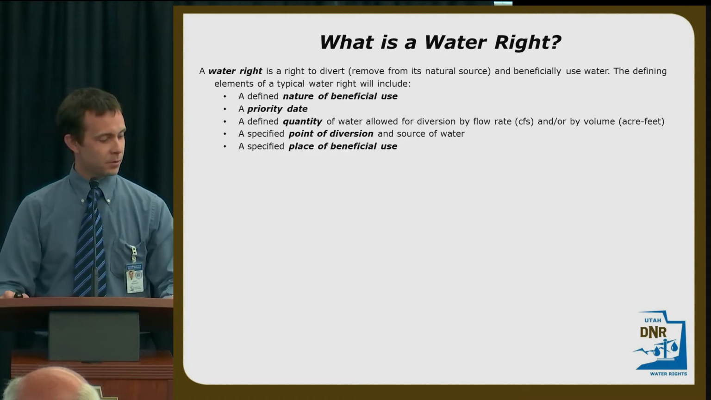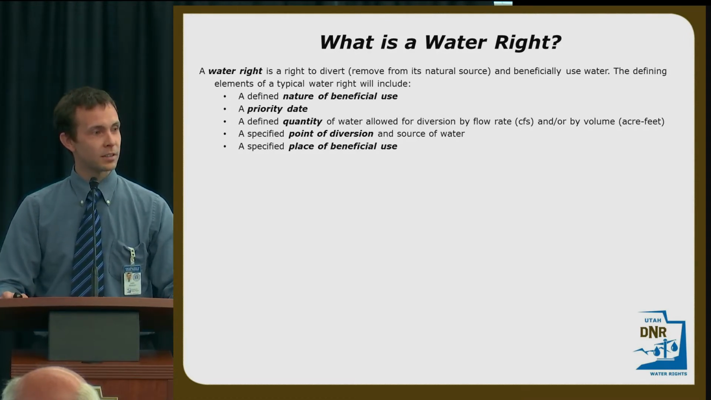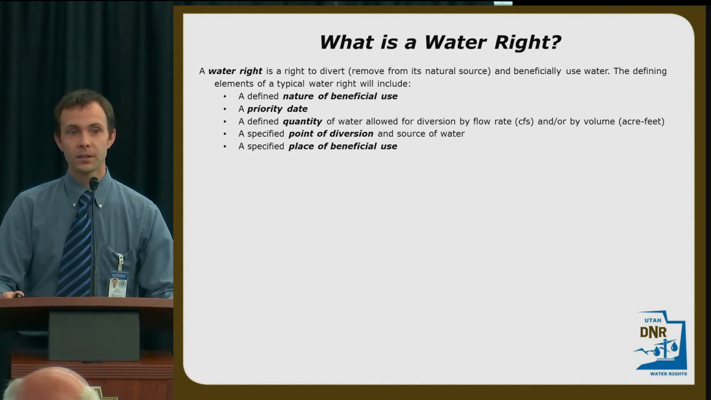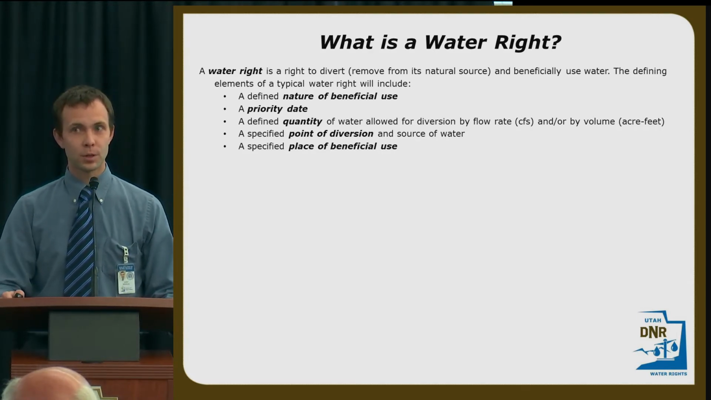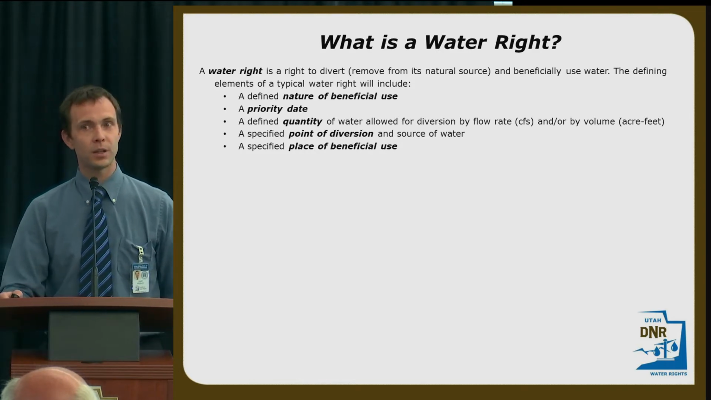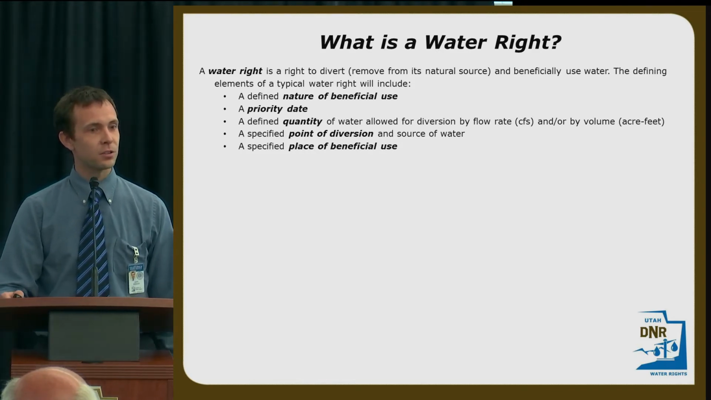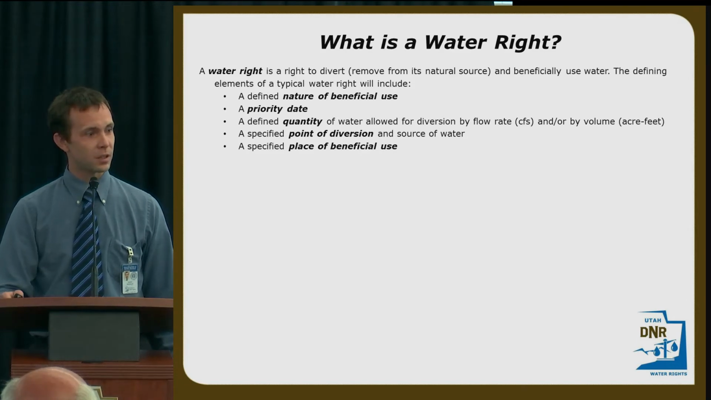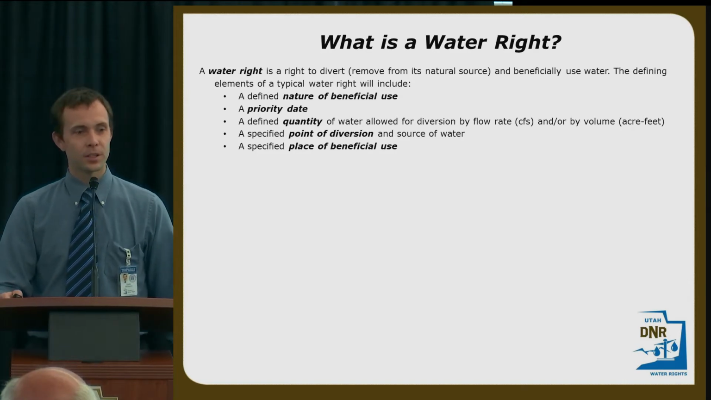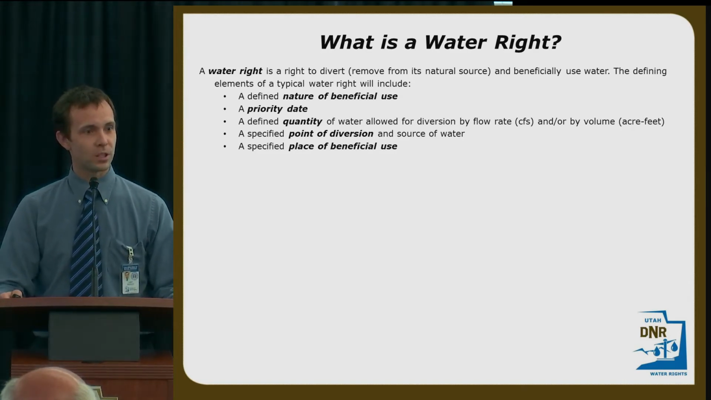So, to begin with, what a water right is. A water right is a right to divert or take out of its natural course, such as a stream, water, and beneficially use it for some purpose. So the defining elements or characteristics of a water right would be a nature of beneficial use, such as for domestic or irrigation purposes, among many options. A priority date, which is like when the water right was initiated or began.